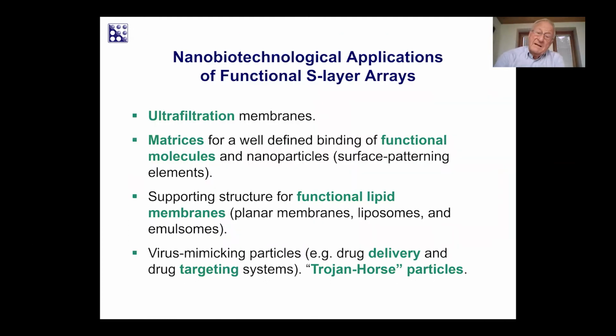So if we think about the nanobiotechnological applications of functional S-layer arrays, one of the first applications we developed was ultrafiltration membranes. We use them as a matrix for a well-defined binding of functional molecules and nanoparticles. This is for surface patterning elements and supporting structure for functional lipid membranes. This can be planar membranes, liposomes, and emulsomes. We can also produce virus-like particles, which is interesting for delivery and targeting systems. We call that the Trojan horse particles.